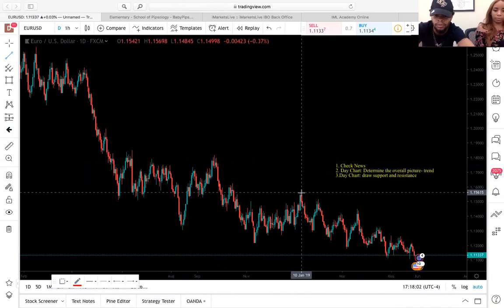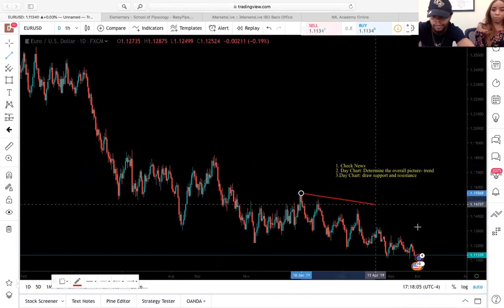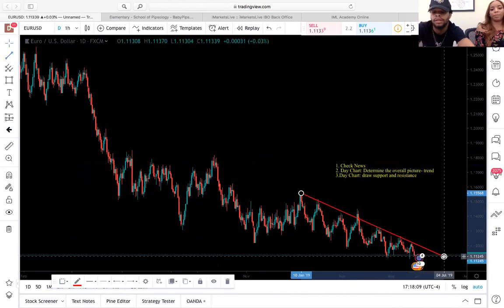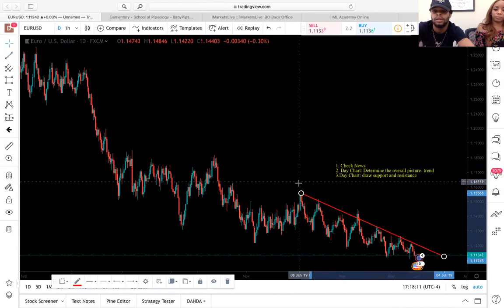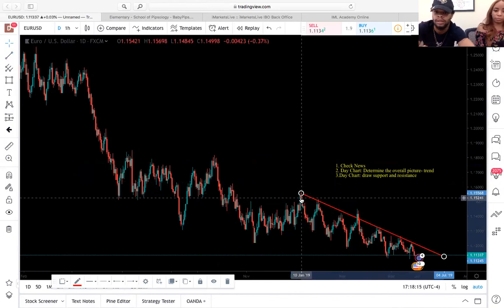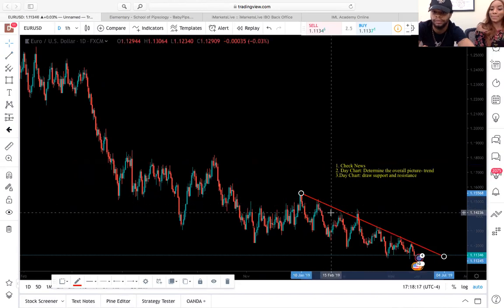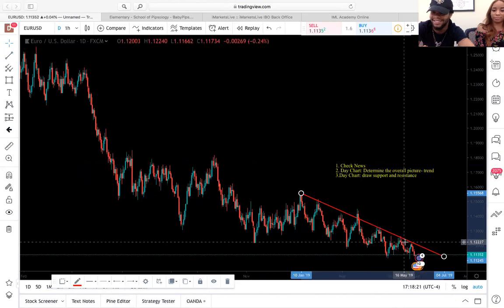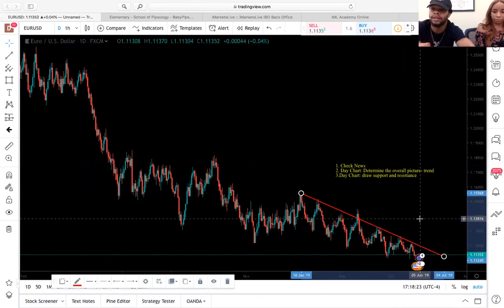So you'll go right here and you want to see 3 touches. 2 or more touches for a trend line, but 3 touches for confirmation. You see a touch right here, a touch right here, a touch right here, a touch right here, a touch right here, a touch right here. So that's a great trend line.